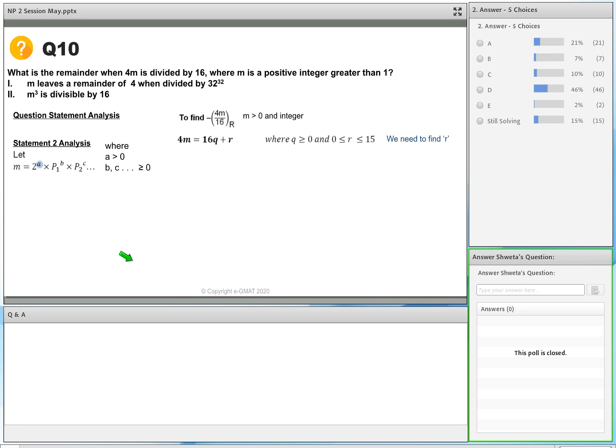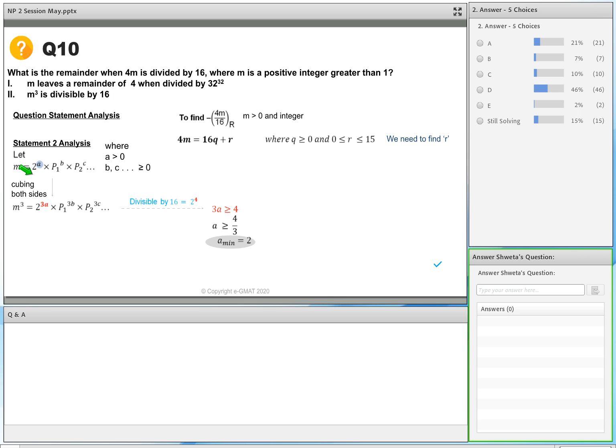Let's analyze this. Statement 2 says m cube, m to the power 3, is divisible by 16. So if m to the power 3 is divisible by 16, then definitely m will have a 2 in it. Why am I saying this? Because if m cube is even, then m has to be an even number. And if it's an even number, then it will have a certain power of 2 when you try to write down its prime factored form.